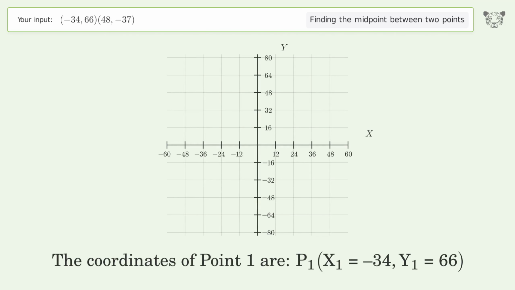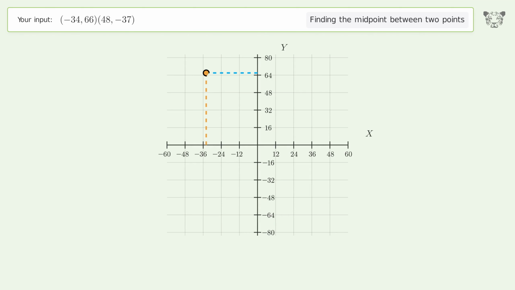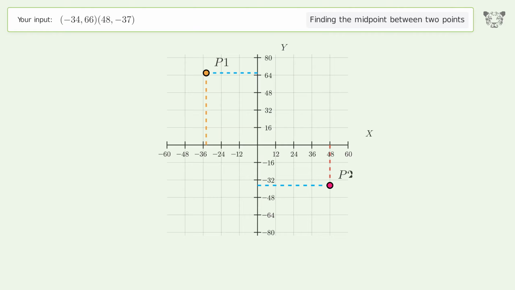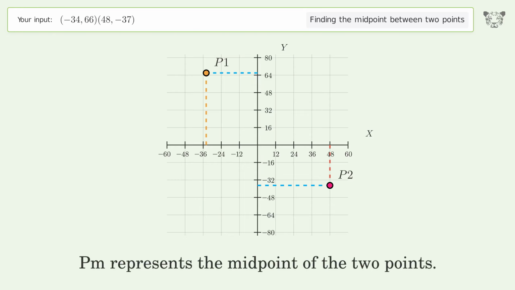The coordinates of point 1 are x1 equals -34, y1 equals 66. The coordinates of point 2 are x2 equals 48, y2 equals -37. PM represents the midpoint of the 2 points.